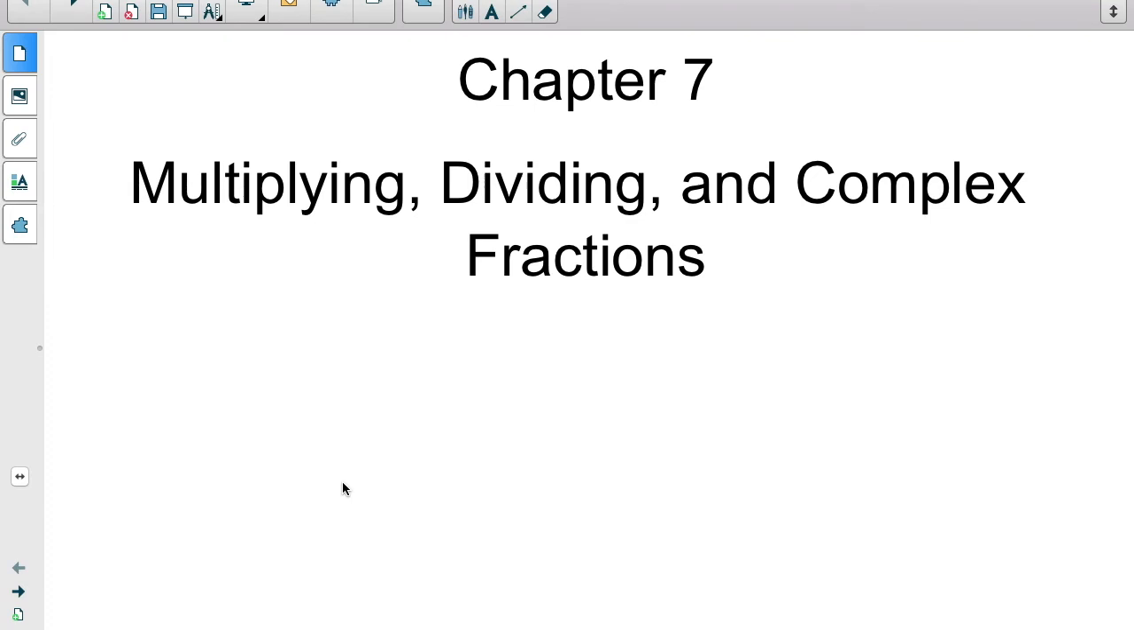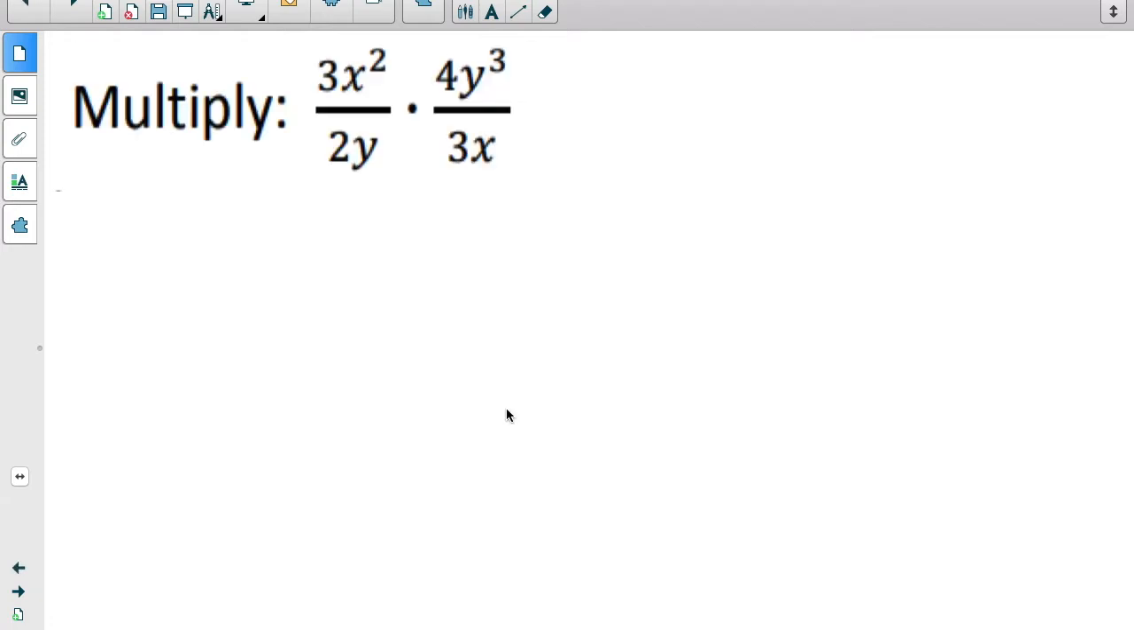Alright guys, so what we're looking at today is multiplying, dividing, and complex rational expressions. It just says fractions, but we're talking about rational expressions. So the first thing we're looking at is multiplying. So we're going to multiply these two rational expressions here.